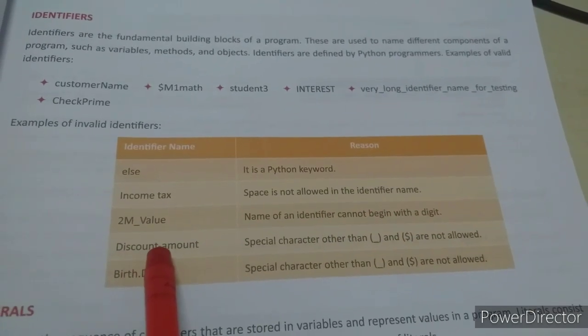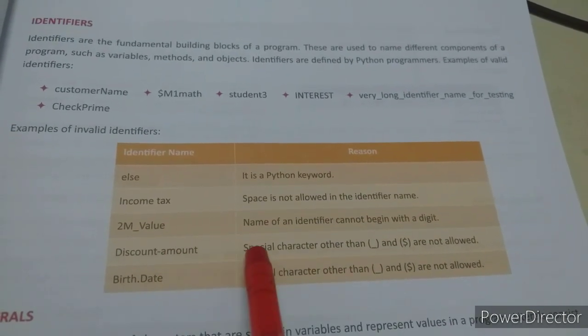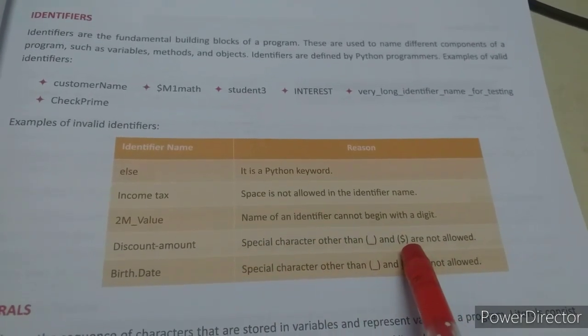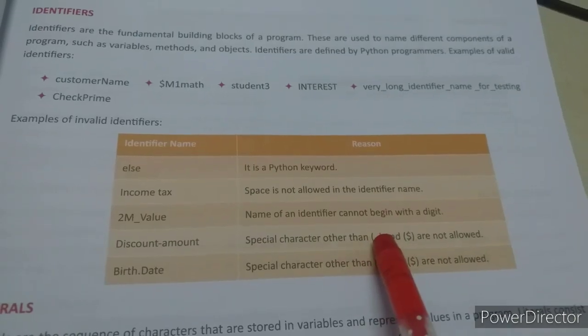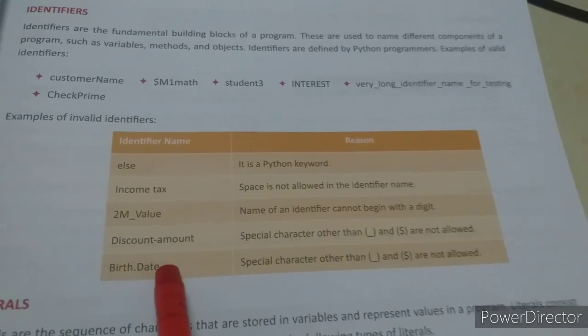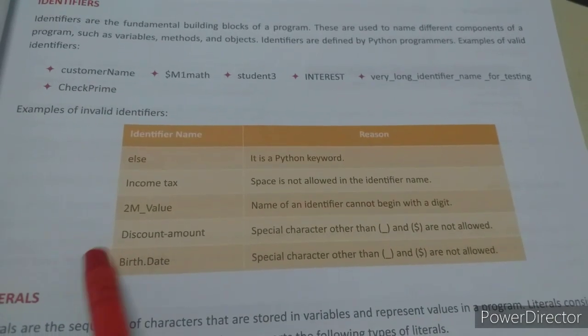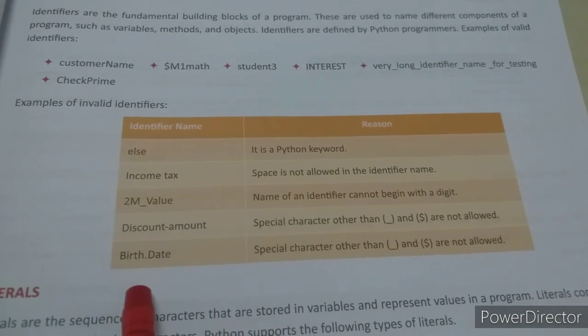Discount dash amount. So special characters other than underscore and dollar are not allowed. Only these both will be allowed. Birth dot date. Only underscore and dollar will be allowed. Other than those, any special characters it won't accept.